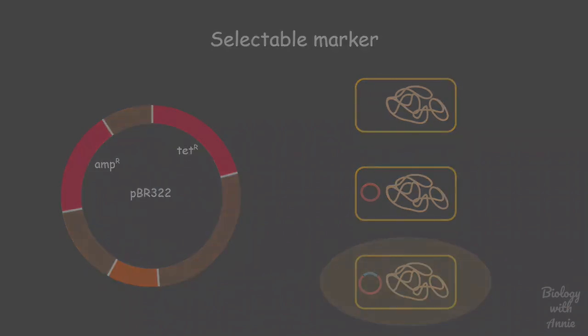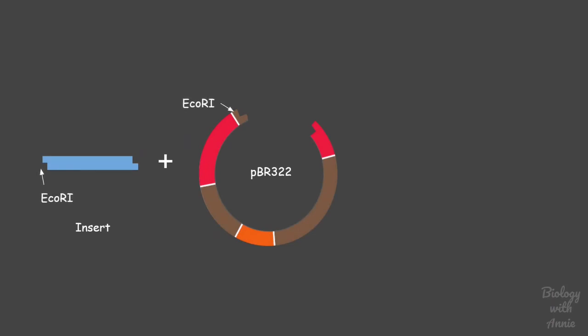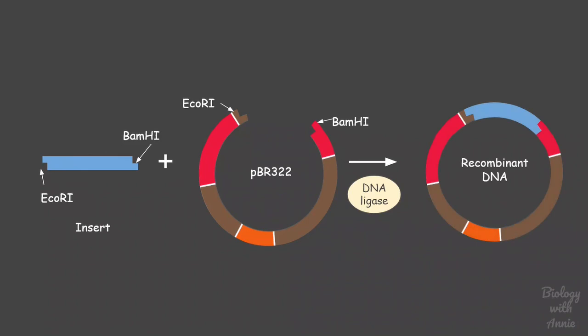Let's say you want to join your gene of interest with pBR322. You need to digest both the insert and the vector with the correct restriction enzymes so that they are flanked by the corresponding sticky ends. Now, if you add them together in a tube along with an enzyme known as DNA ligase, they will combine to form a recombinant DNA molecule, and this reaction is known as ligation.